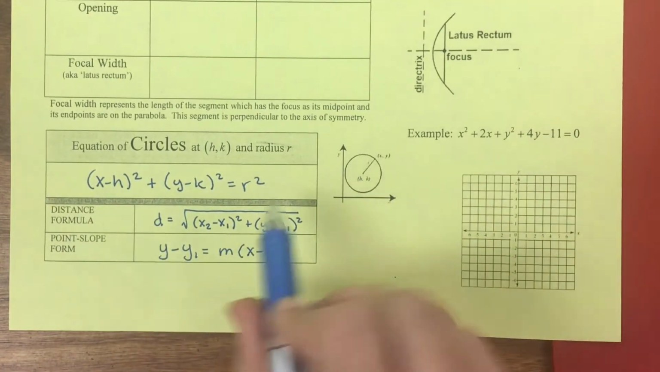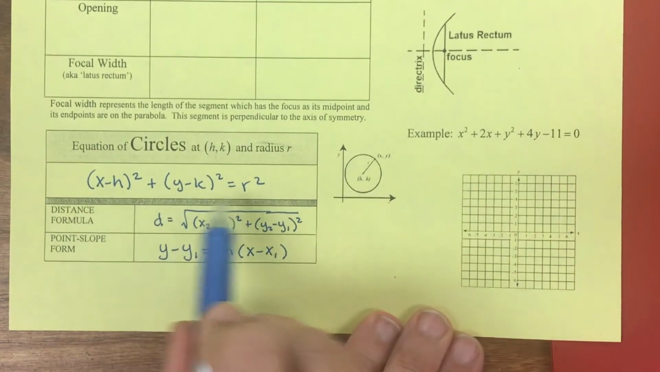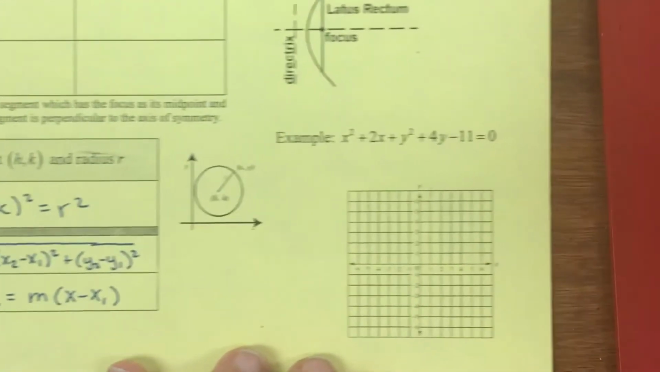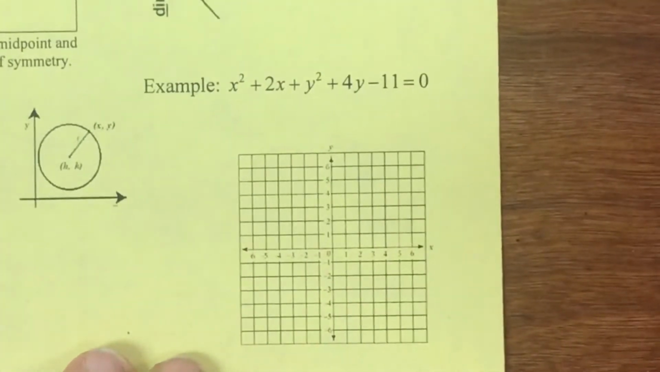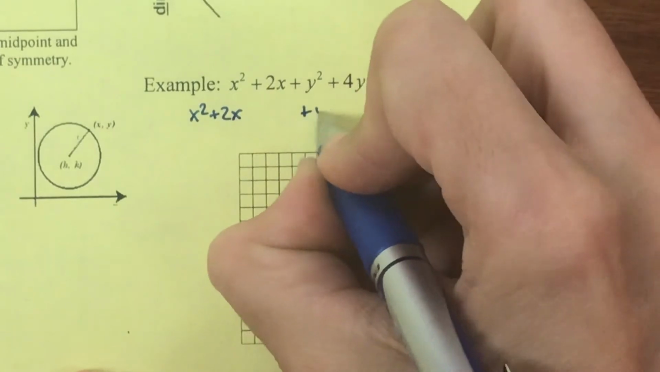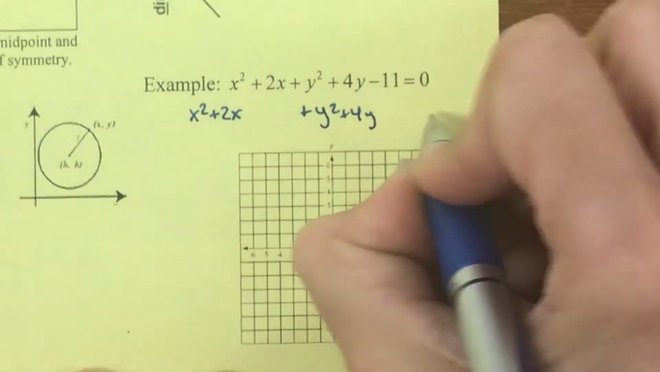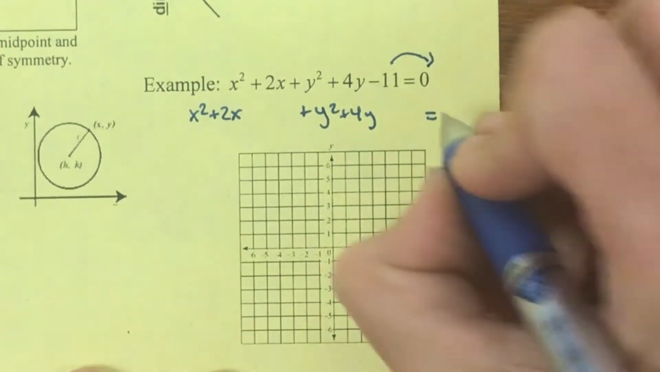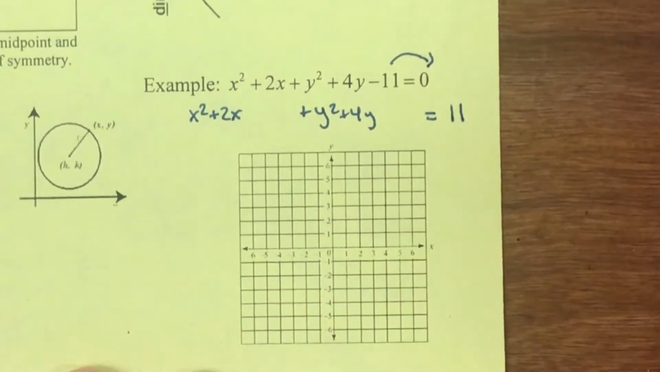So in order to complete the square, to get this equation in that form, we're going to group our x's together and group our y's together. So I'm going to zoom in on this. So to group our x's, we're going to have x squared plus 2x, leave a space, plus y squared plus 4y, leave a space, and equals, and I'm going to add that 11 over to the other side, so it becomes a positive 11.